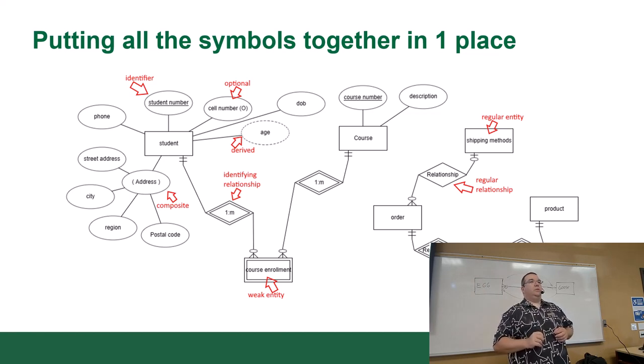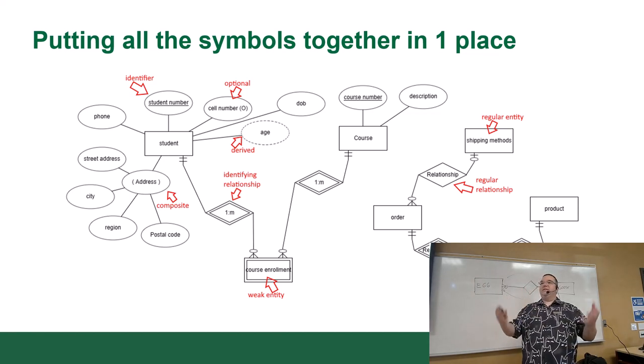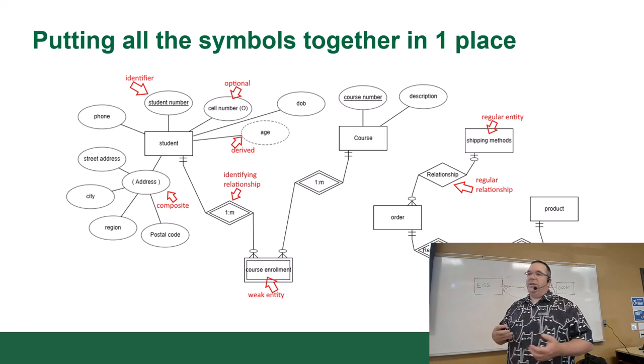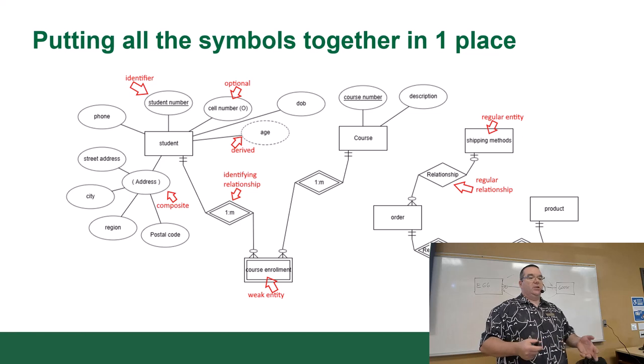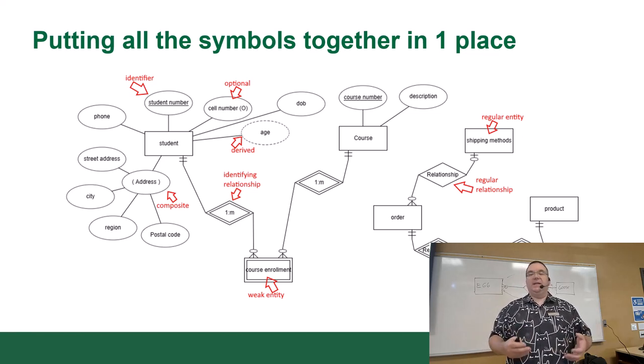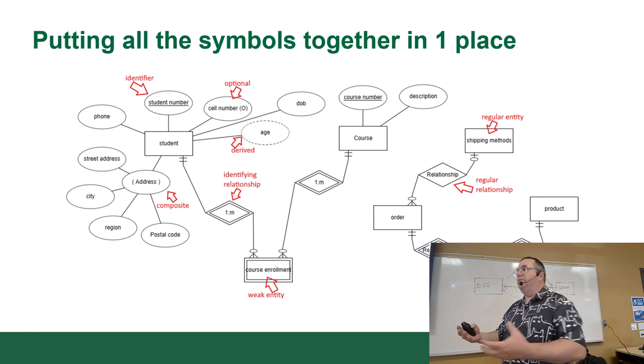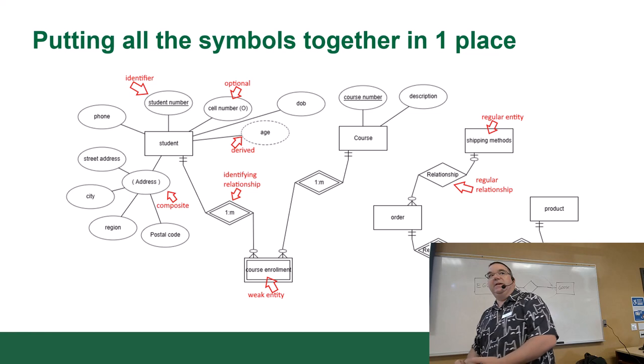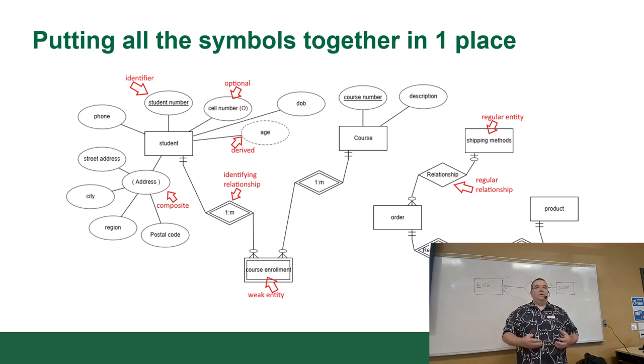Once you explain to someone what these things are, and realistically, when you're dealing with managers or clients, you might actually want to drop some of the more complicated symbols like the weak entity or the identifying relationship. We might not even want to include those because it might be too much to explain to a client. But the basic symbology of rectangles, ovals, and diamonds can be explained really quickly.